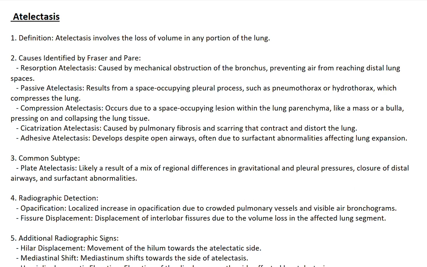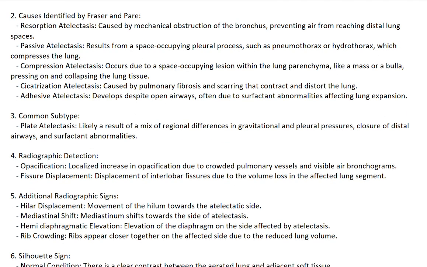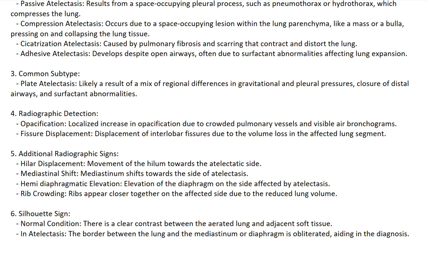4. Radiographic detection. Opacification: localized increase in opacification due to crowded pulmonary vessels and visible air bronchograms. Fissure displacement: displacement of interlobar fissures due to the volume loss in the affected lung segment. 5. Additional radiographic signs. Hilar displacement: movement of the hilum towards the atelectatic side. Mediastinal shift: mediastinum shifts towards the side of atelectasis. Hemidiaphragmatic elevation: elevation of the diaphragm on the side affected by atelectasis. Rib crowding: ribs appear closer together on the affected side due to the reduced lung volume.